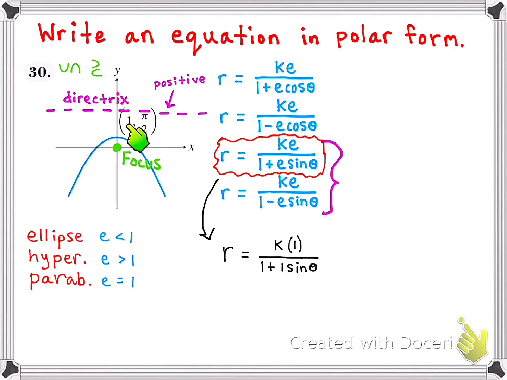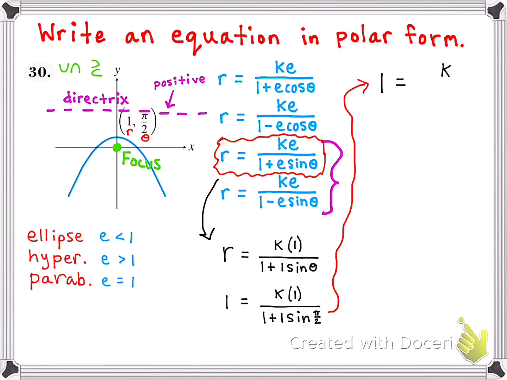Remember that this is not x and y. This is not x and y. This is r and theta. And so take r and theta and plug them in respectively for r and theta. We get this here.